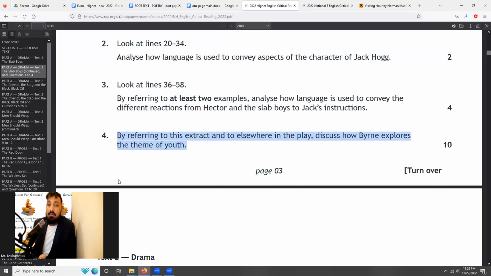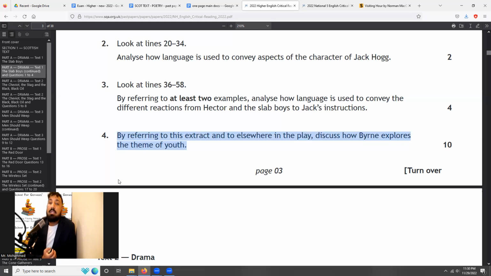If you're doing a novel, you're going to be comparing between one part of the novel and another part of the same novel. So you could be comparing, for example, the beginning of Jekyll and Hyde to another part of Jekyll and Hyde. If you're doing a short story, you're comparing between one short story and another separate short story by the same writer.